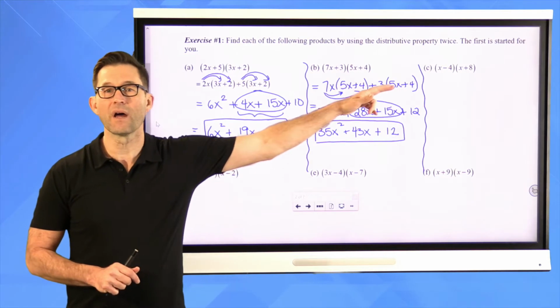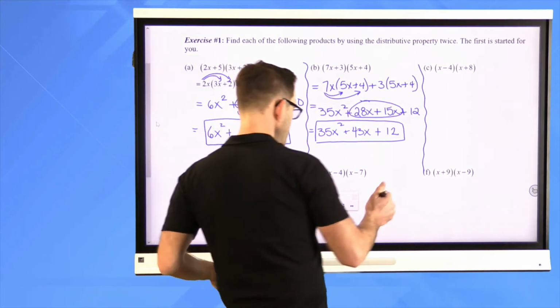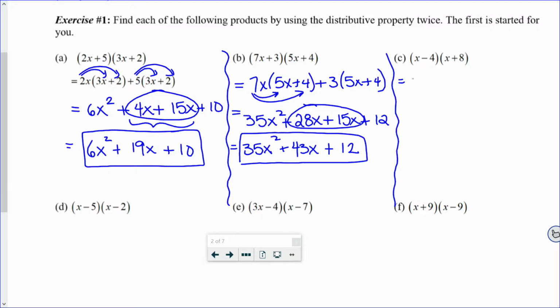Now the subtraction's not too bad. All I need to do in this case is first multiply x plus 8 by that x, and then multiply x plus 8 by negative 4. Again, distributing this x first, x times x is x squared, and x times 8 is 8x.